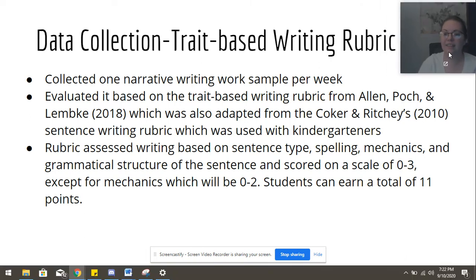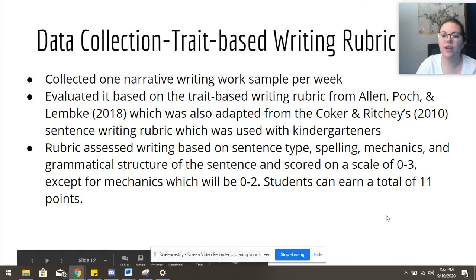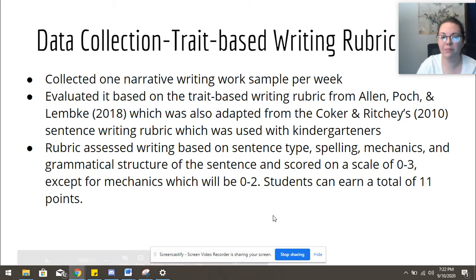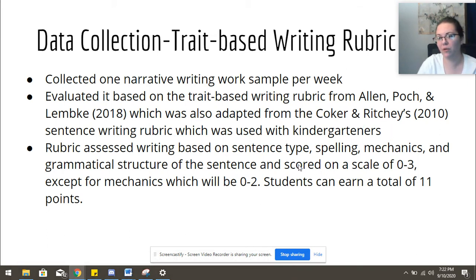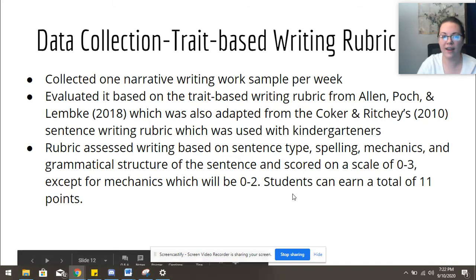All right, the last data collection I did was using the trait-based writing rubric, where I collected one narrative writing sample per week and evaluated it using the trait-based writing rubric from Allen, Pock, and Lemke, 2018, which was also adapted from Coker and Ritchie's 2010 sentence writing rubric, which was also used with kindergartners, which I think is important to note, since this was an appropriate assessment to use with kindergarten writing.